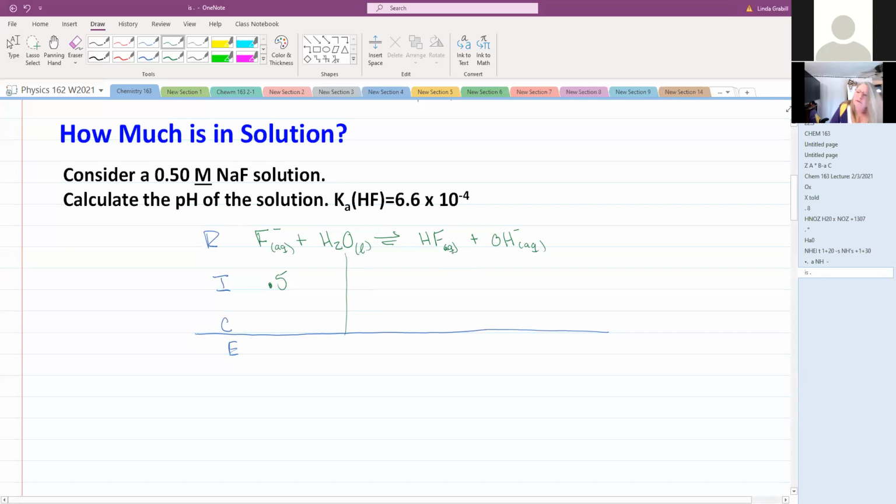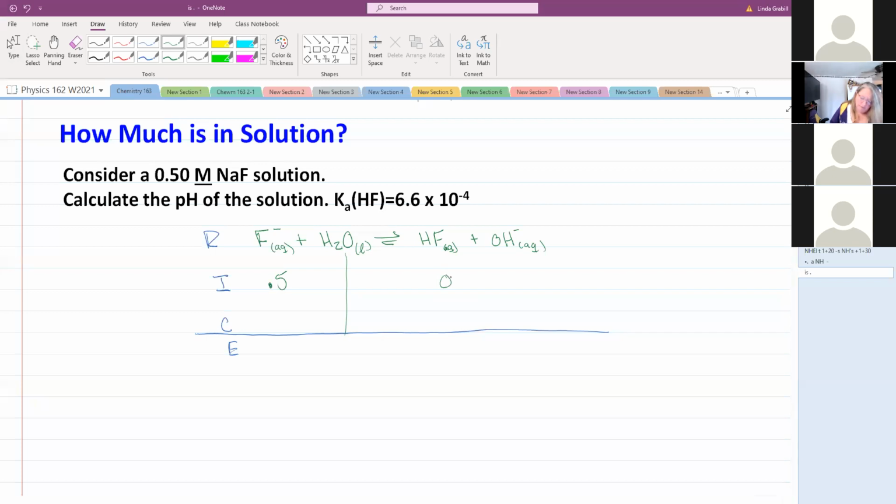What about HF? What are we starting with there? Owen, what's my initial concentration of HF? Well, I think it'd be 0 to start with. And I would agree. What about OH minus, Josh? That'd be also 0. Okay, what's the other possibility?